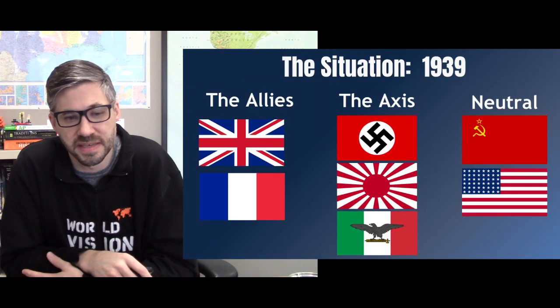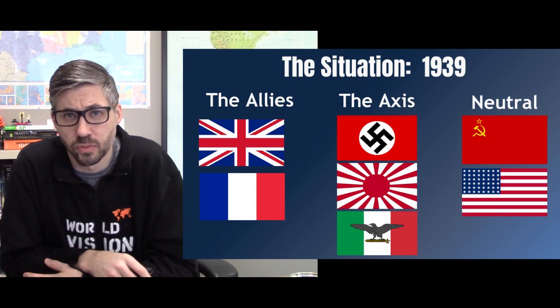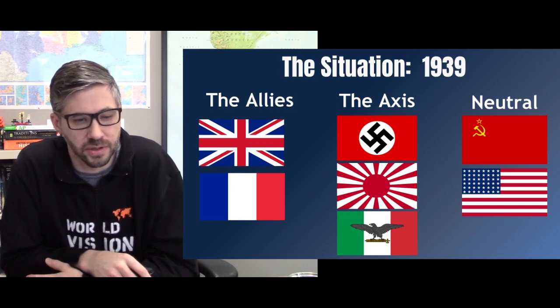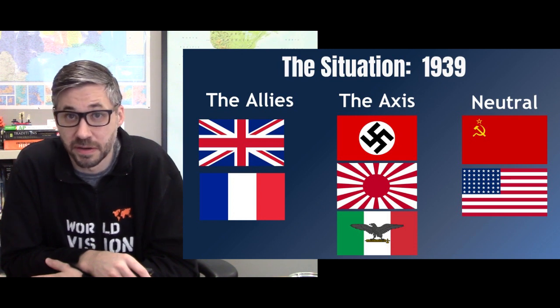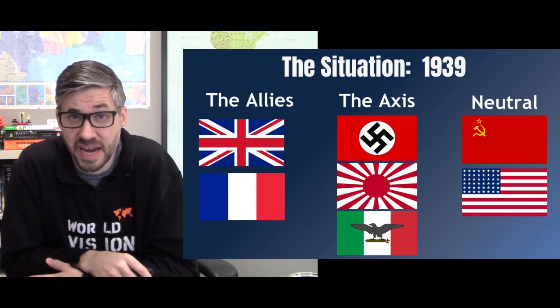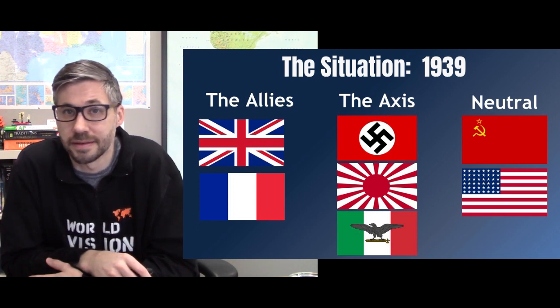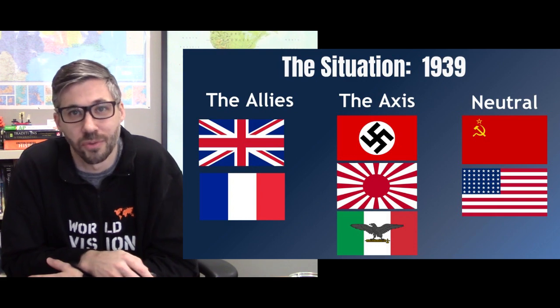World War II has begun, and so we have the Allies, the two primary allies from World War I, Great Britain and France, and the Axis powers, as they were called, of Nazi Germany, Imperial Japan, and Italy. Neutral nations are the Soviet Union, which has been paid off with Poland, and the United States, which just wants nothing to do with it, and we'll explore that more in the next lesson.